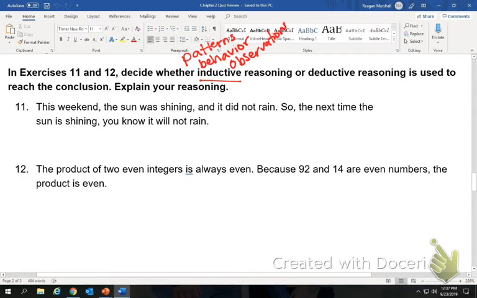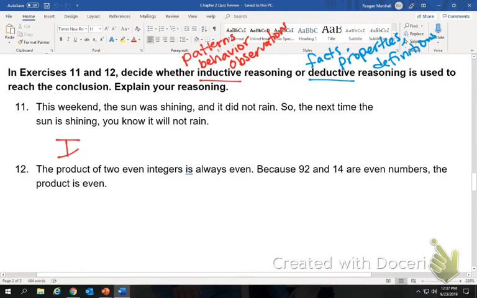Deductive reasoning is based off of facts, properties, definitions, things like that. So 11, this weekend the sun was shining and it did not rain. So the next time the sun is shining, you know it will not rain. So is this based off of a fact about the sun or a fact about rain, or is this based off of an observation? That's an observation, so that would be inductive.